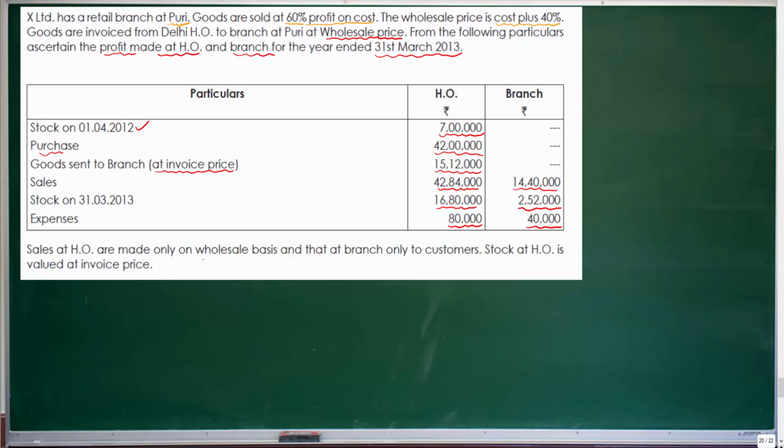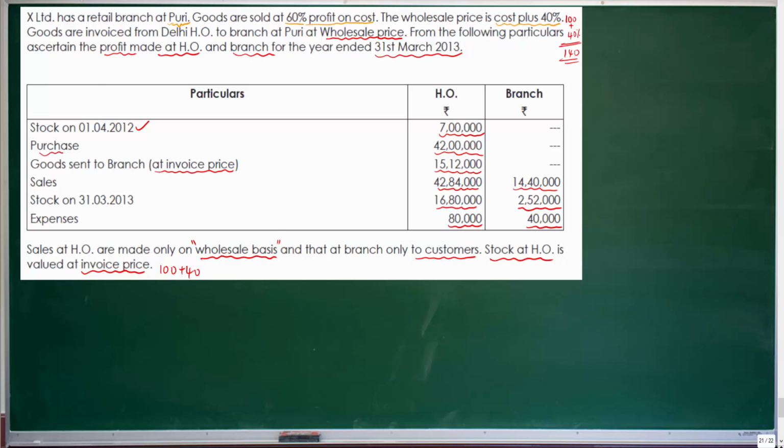Sales at head office are made only on wholesale basis, okay, so they have different prices, they are selling at wholesale basis. So what is their wholesale basis? It is basically 100 plus 40%. It means equivalent to 140, right? So sales at head office are made only on wholesale basis and that at branch only to customers. Stock at head office is valued at invoice price. Okay, since the sale is happening at wholesale basis, the invoice price will be equivalent to 100 plus 40, right? Now with this backdrop, let's proceed.